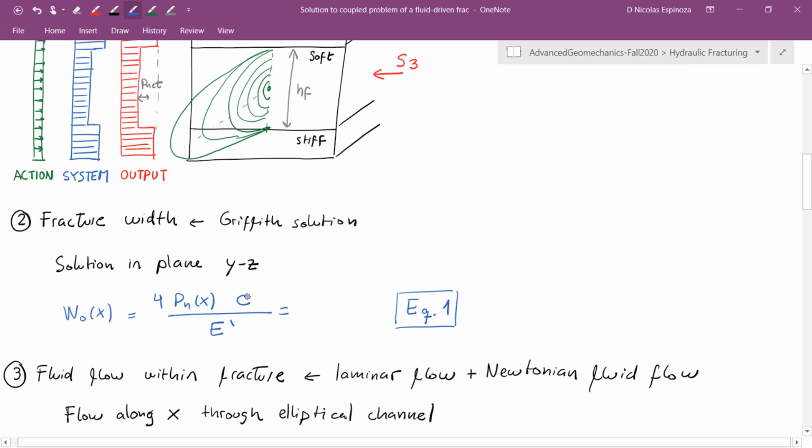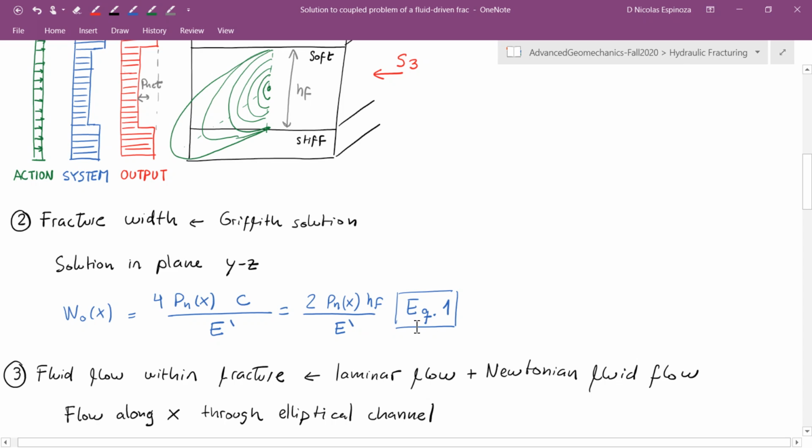So when I do that, the 1 over 2 factor times 4 is just going to be 2. So this is going to be 2 times the net pressure as a function of x, which is a variable, times the fracture height, divided by the plane strain modulus. And this is going to be the width of the fracture along direction x, which is a variable.